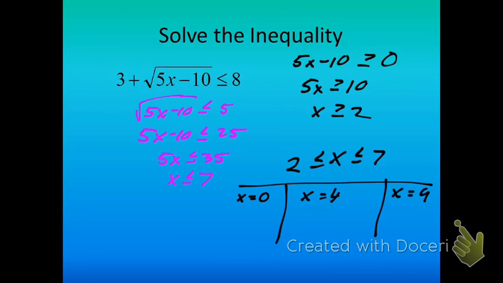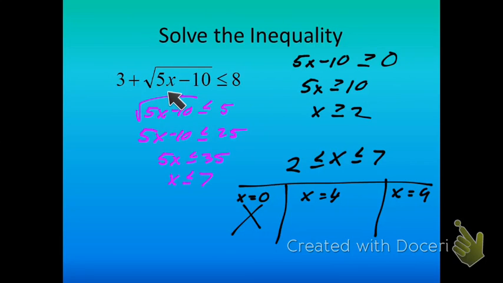So I'm just going to talk through it. I'm not really going to write it out, so hopefully you're listening. You plug 0 in here, you get 5 times 0, which gives you 0, and then 0 minus 10, which gives you negative 10. It's going to be the square root of negative 10, which is imaginary, which is not less than or equal to 8, so you can throw this out.